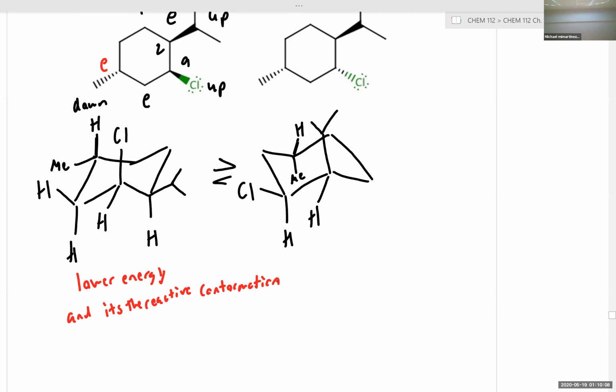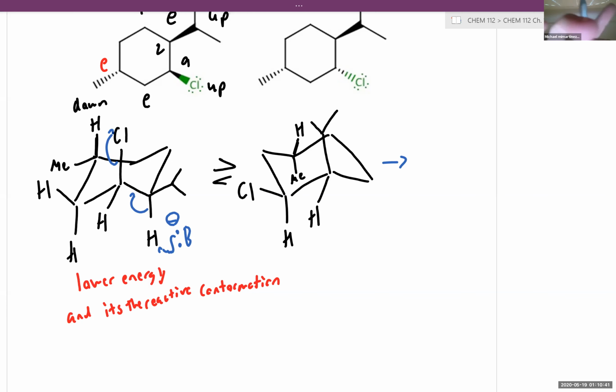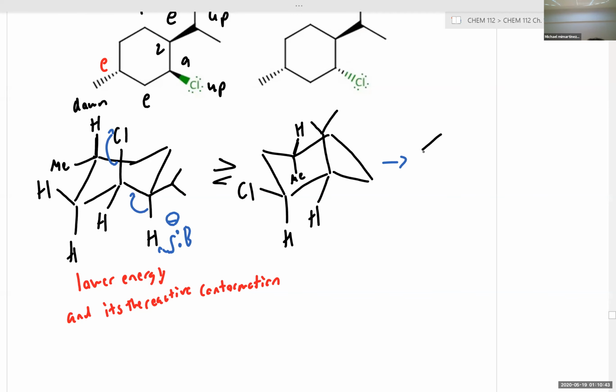Okay, now we have to identify our trans-diaxial hydrogens. So let's circle them here and here. Now, which hydrogen, A or B, would give us the most stable alkene? B. Yep, exactly. So I'm just going to write our base as B. We'll abstract our proton, we kick out our leaving group, and we generate the following product.